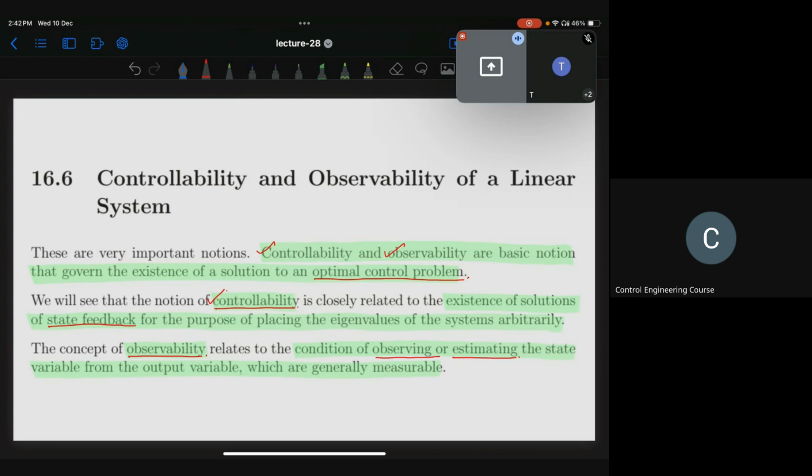So which is most important? If the states are directly available, we use them. Otherwise, we observe or estimate the states, and after that we give those states to the state feedback system. So controllability and observability are very important notions.